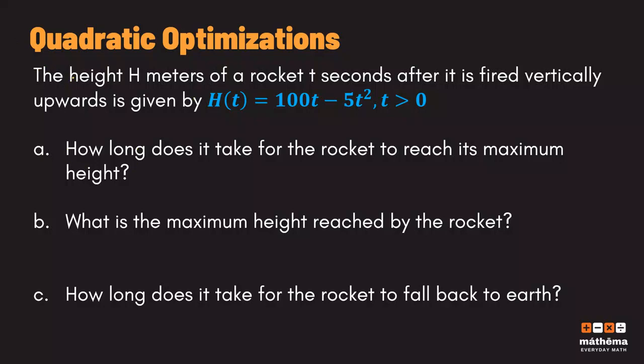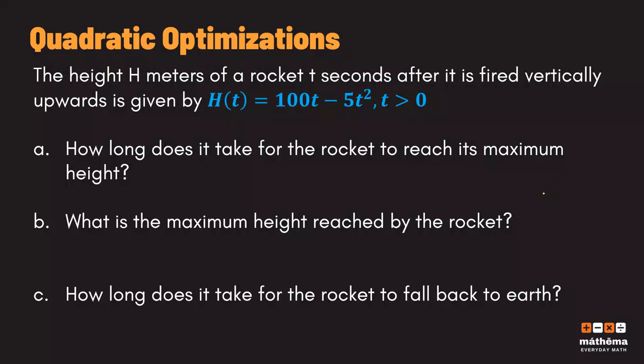So problem number 1, it says here, the height h meters of a rocket t seconds after it is being fired vertically upwards is given by the function h(t) = 100t - 5t squared, where t is greater than 0. And then we are asked the following questions, A, B, and C. So let's start with letter A first. How long does it take for the rocket to reach its maximum height?